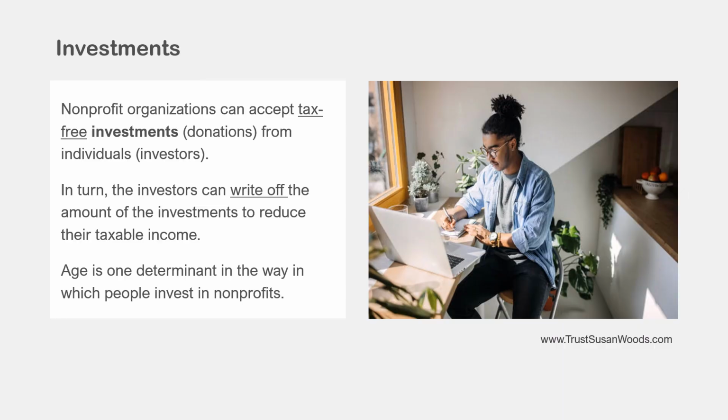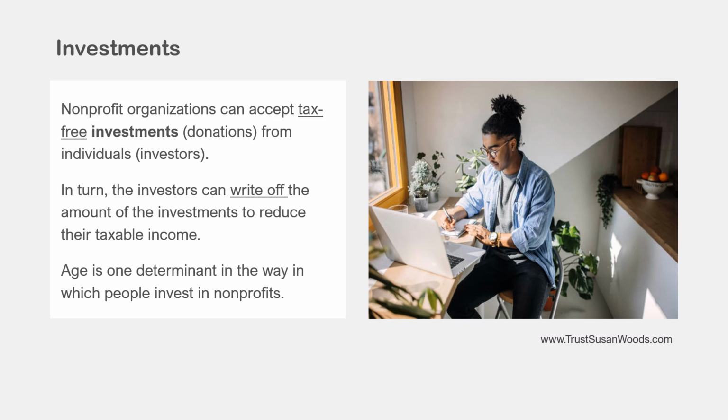Let's talk about some investments. Nonprofit organizations can accept tax-deductible or tax-free investments, donations. I prefer the word investments because it makes you feel as if you're going to get a return on what you give. So some people still use the word donations, and that's fine, but I like investments better. From individuals or people who are investors. In turn, the investors can write off the amount of the investments to reduce their taxable income. Age is one determinant in the way in which people invest in nonprofits.